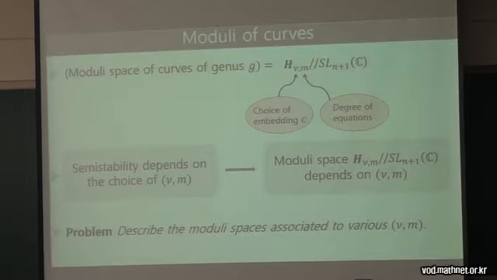So the problem that I have been working hard on for the last decade or so with Brendan Hassett and Professor Yongnam Lee here at KAIST is this: describe the moduli spaces associated to various nu and m. If you choose a different embedding of the curve, and if you choose different equations, what is the resulting moduli space?